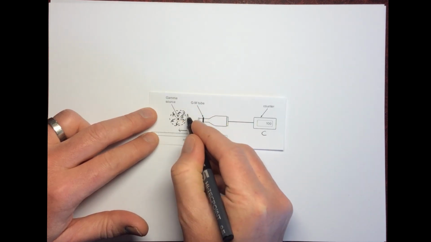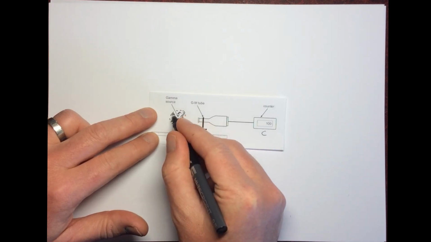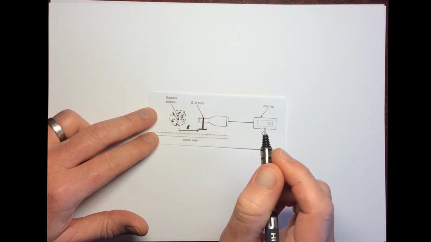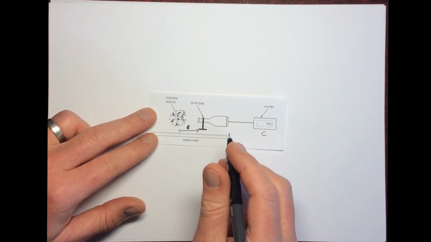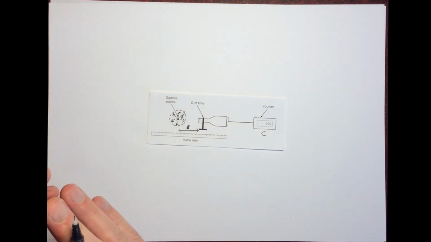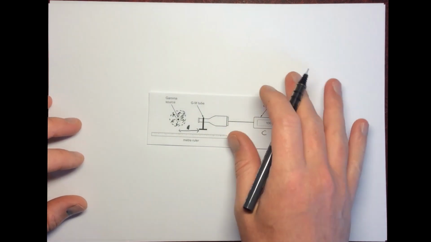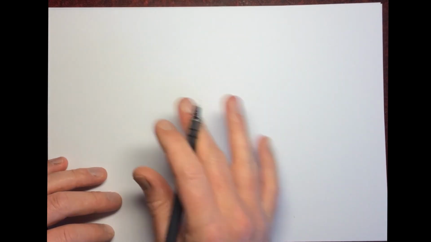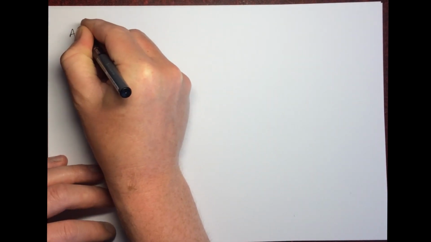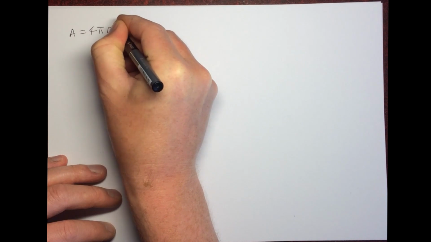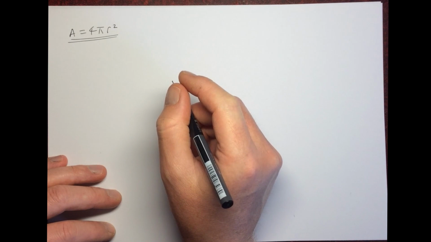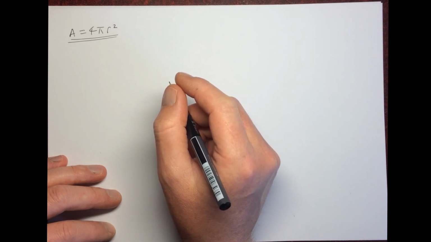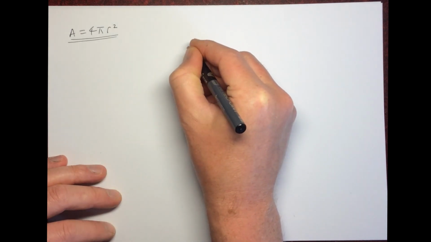If you look at the radiation at a distance d from the source, it's spread out across a sphere. That means the radiation is spread out across the area of a sphere, and the area of a sphere is A equals 4 pi r squared. So the radiation emitted from a gamma source is spread out across the surface of a sphere. It becomes less and less concentrated as you get further from the source.